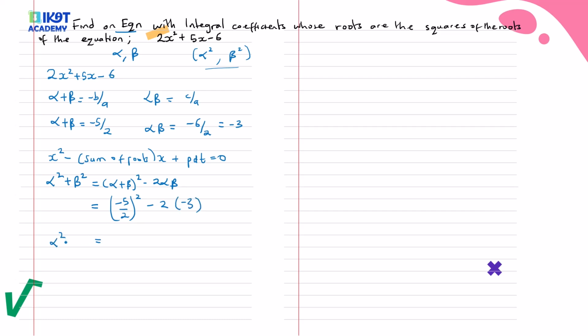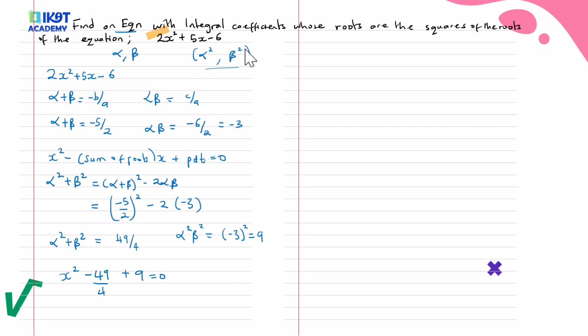So here what do we get? Alpha squared plus beta squared. Here we get our answer as 49 out of 4. Then for the product, alpha squared beta squared, this would be negative 3 squared, which is 9. So we have the sum, so we can now just say x squared minus the sum, which is 49 out of 4, x plus the product, which is 9, is equal to 0.